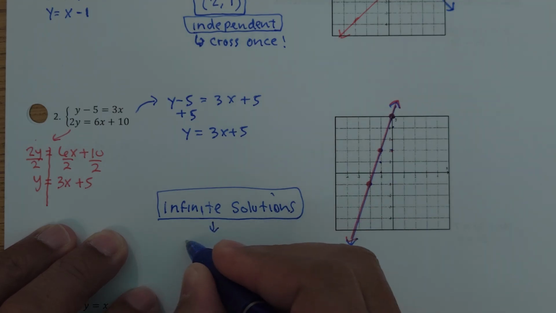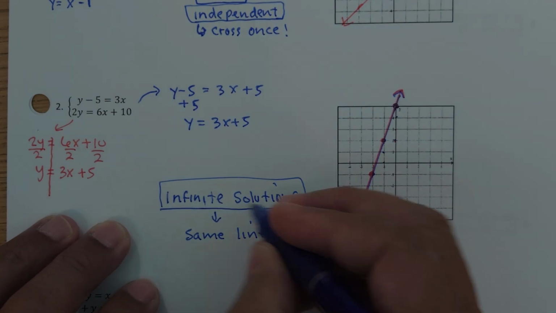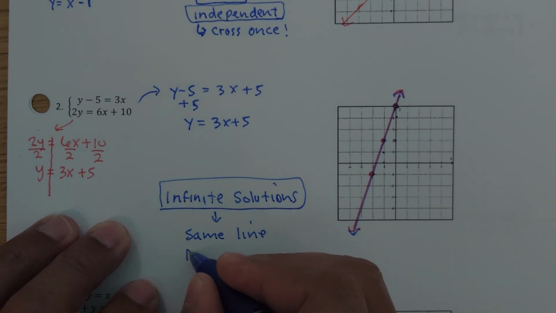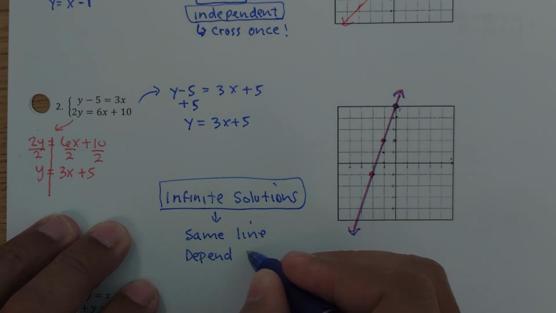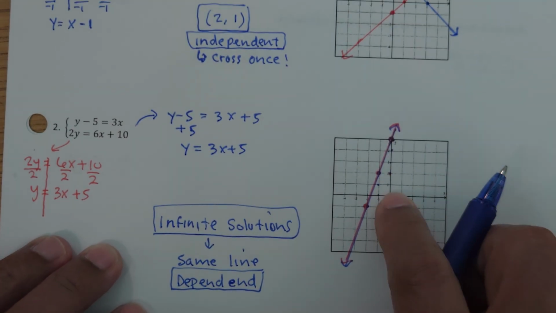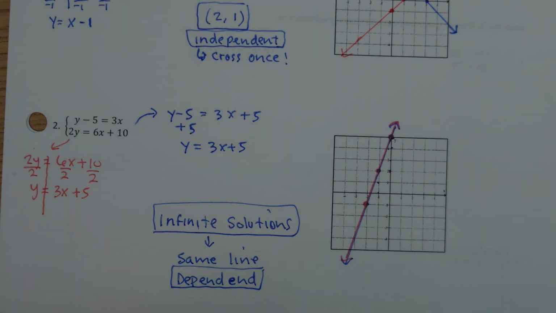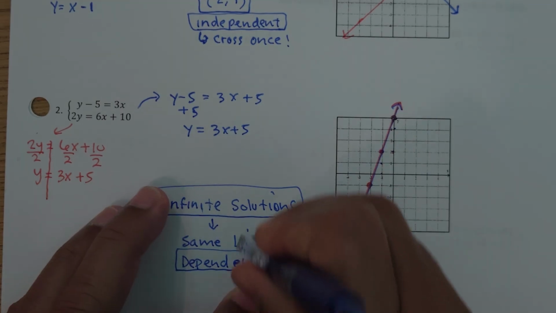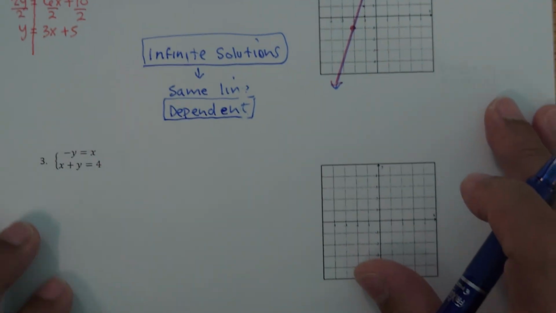Since we have the same line, this means it's dependent. If it's only one intersection, then they only cross once, so that means independent. If it's the same line, then this is a dependent system. So if the question is asking whether this system is dependent, independent, or inconsistent, then you would say dependent. And let me spell that correctly. Dependent. All right. Let's move on to the last example for this lesson.